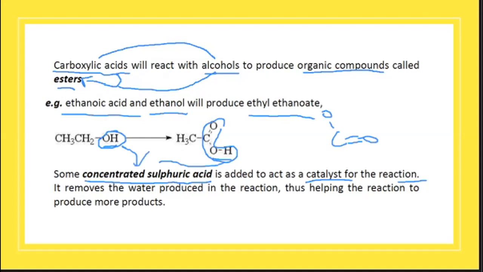Then O comes and bonds with the carbon that is here, because the OH has been removed and hydrogen has been removed. So what we are left with is C double bonded to O, and that helps us to form the ester.